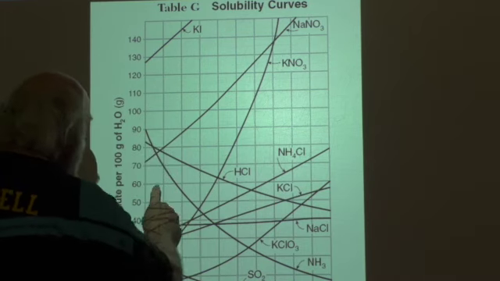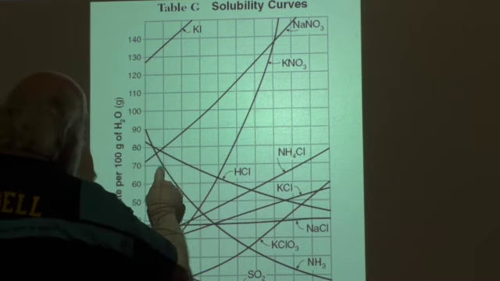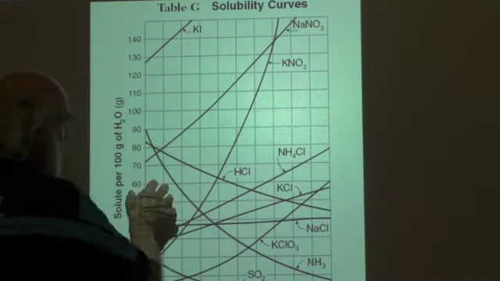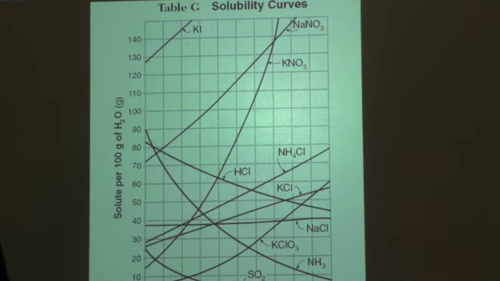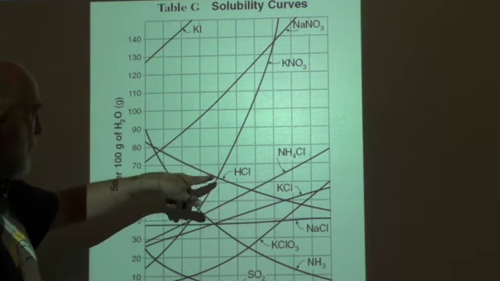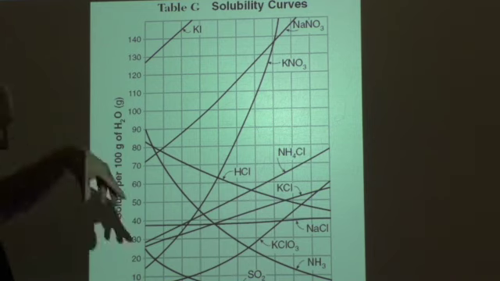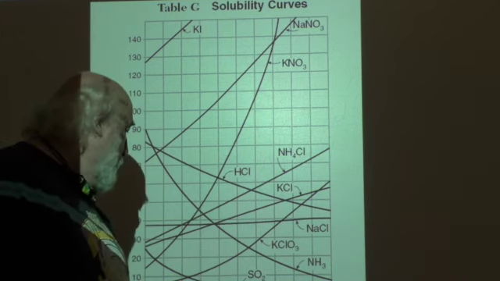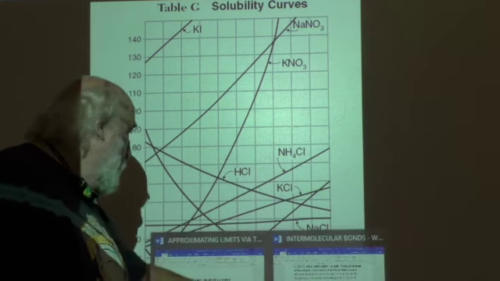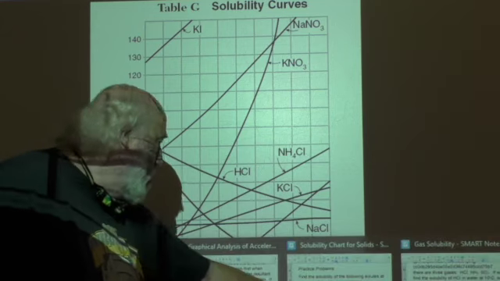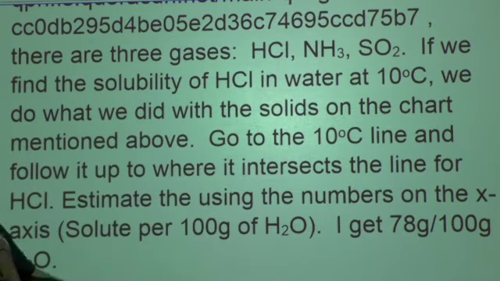So at 10 degrees it's right there. It's just under 80, 77, 78 grams. What was I looking at? Oh, I'll bet it was this line right here, and I saw the HCl arrow. It's tough getting old. So, 78 grams per 100 grams of water is how you would describe that.